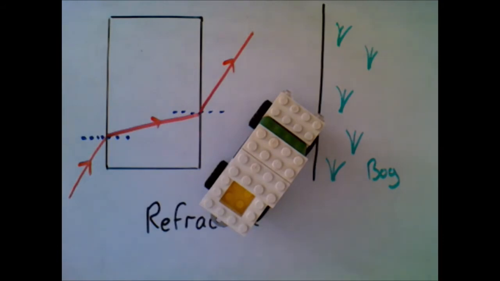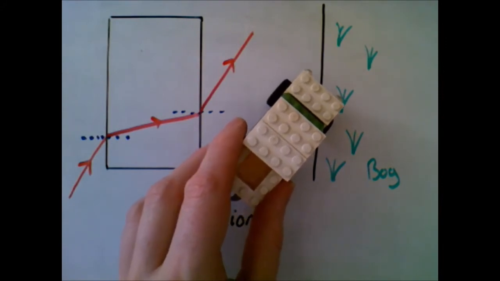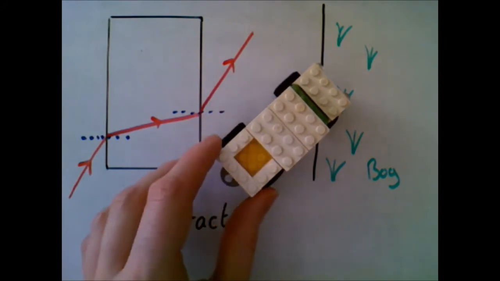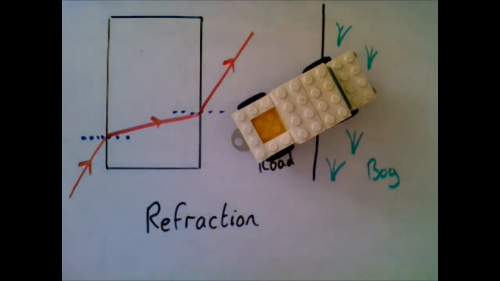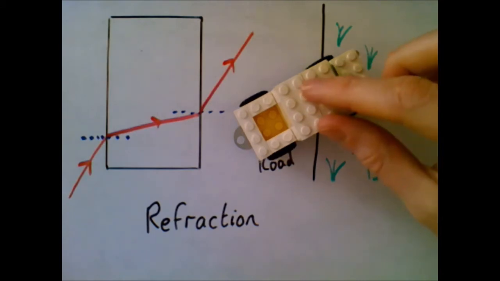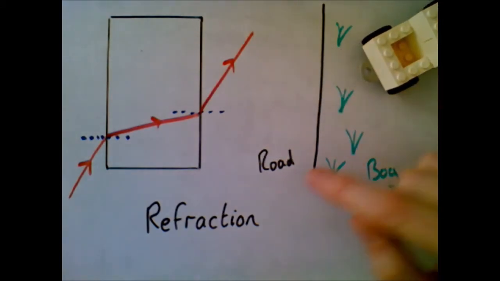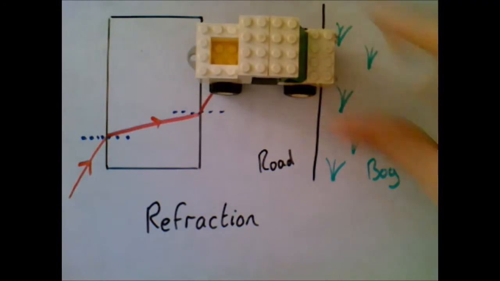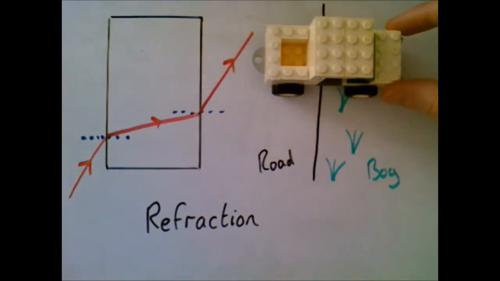Now, as it hits the bog here, this right-hand wheel is going to slow down first. So this right-hand wheel is now travelling slower than the left-hand wheel, and that's going to mean that our truck changes direction. And then once both wheels are in the bog, they've both slowed down, and so now it travels along like this, slowly. And so what that's given us is that change in direction. Now that also explains why, if we imagine our truck hitting the bog head on, both wheels slow down together, and so it doesn't change direction.